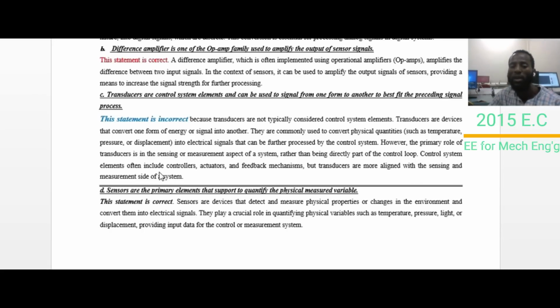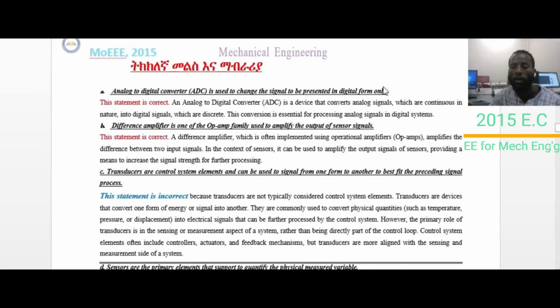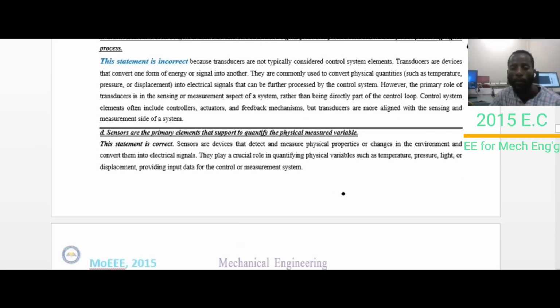And these control system elements often include controllers, actuators, and feedback mechanisms, but transducers are more aligned with the sensing and measurement side of the system. So this is incorrect. So the first one is correct. This one is correct. The next one is also correct. This is also correct, but this is incorrect. And in D, sensors are the primary elements that support to quantify the physical measured variables. This statement is also correct.